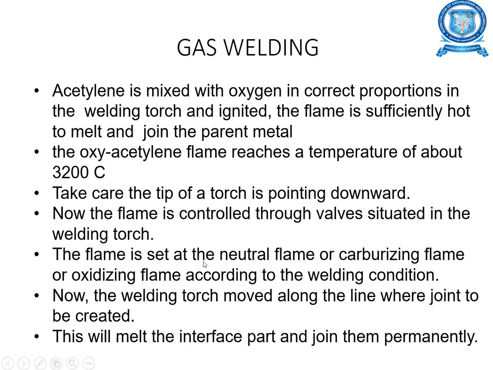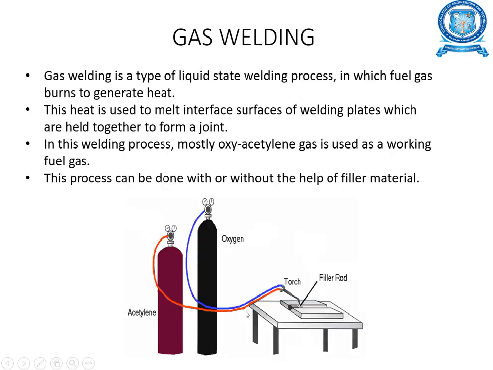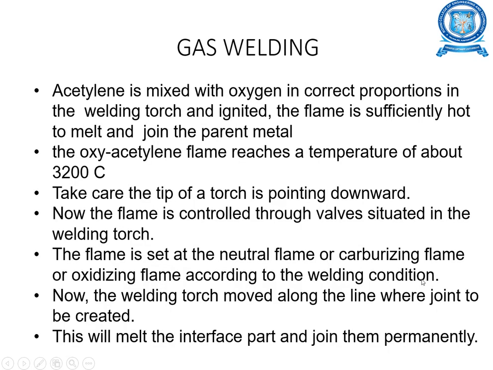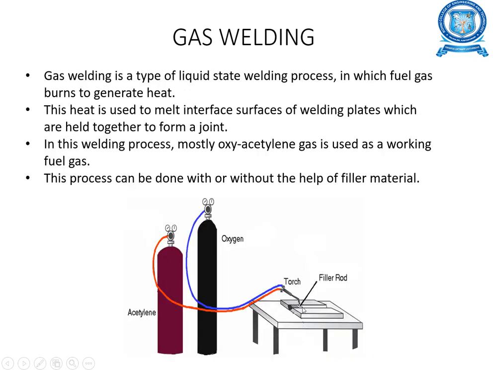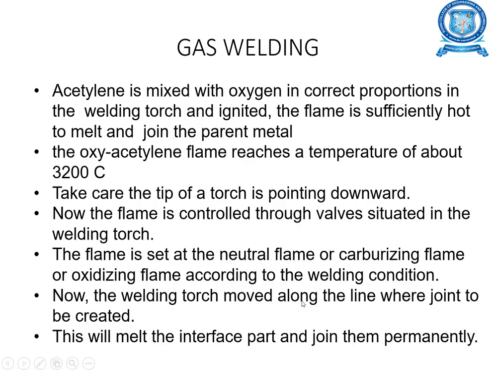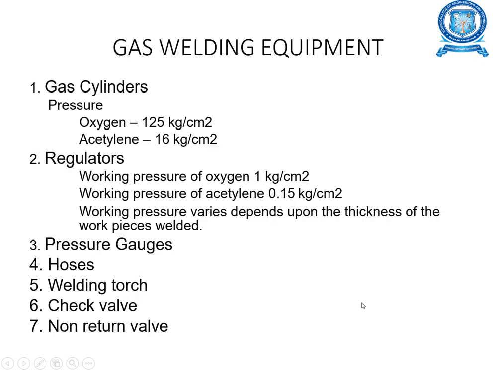Now the flame is set at a neutral flame or carburizing flame or oxidizing flame according to the welding condition. And now the welding torch is moved along the line where the joint is to be created. So the edges of the metals get heated and filler rod is melted to fill up the gap, and this will melt the interface part and join them permanently.